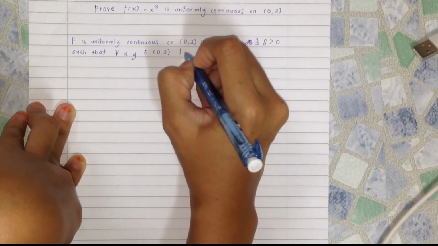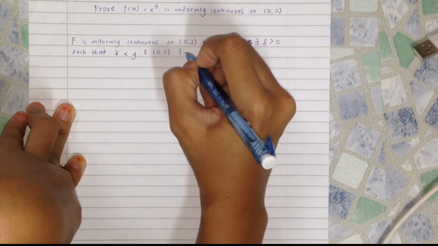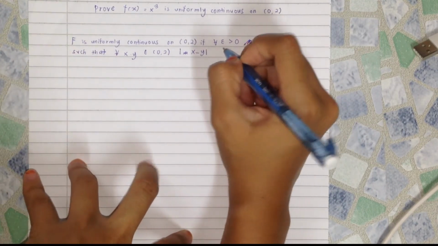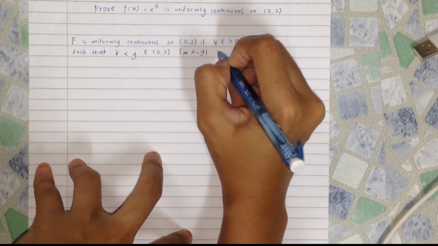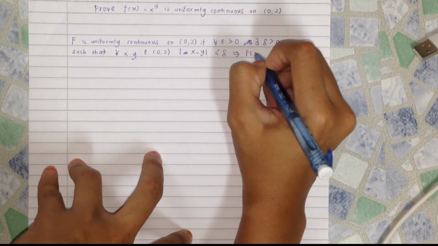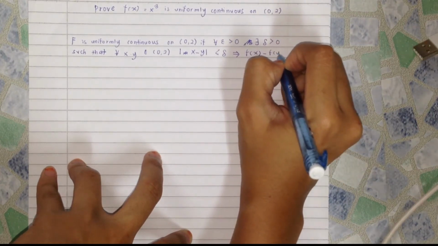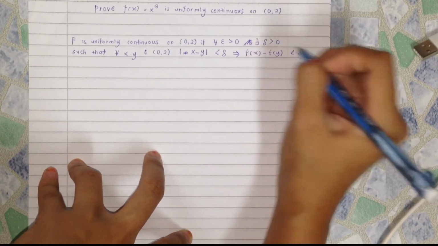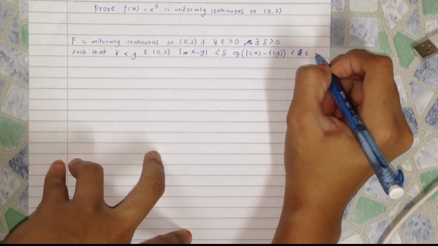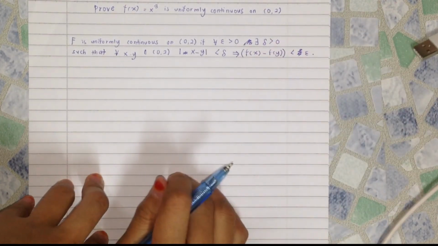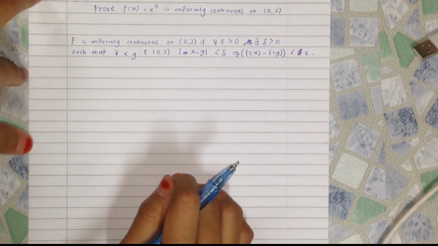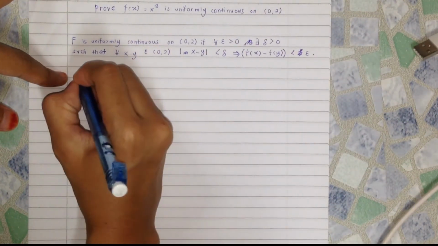whenever x is close to y, so if we have |x - y| less than delta, this should imply that |f(x) - f(y)| is less than epsilon. So before we do the proof, we actually have to figure it out. So let's do some scratch work.